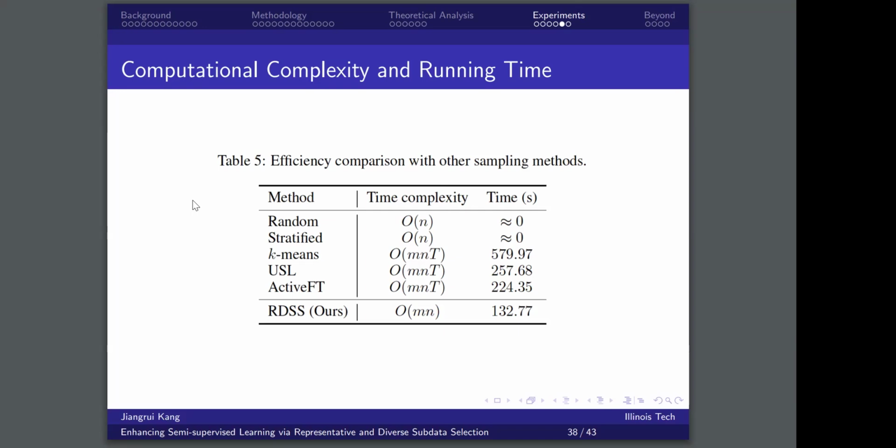And for those three methods, USL and active fine-tuning, they are in the references. There are two previous studies on this problem. And you can see that there is a T in the time complexity term. T refers to the iteration time, and it may vary. So if the subset size or the full data size increases, the T may change, and it's definitely worse than O(N), which is ours.